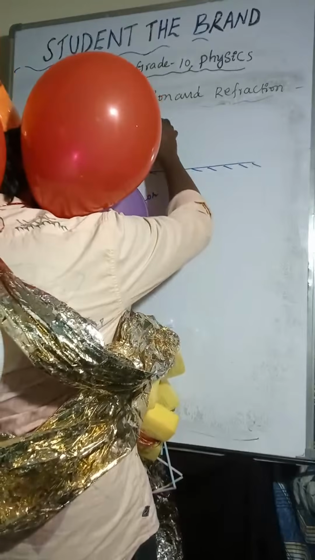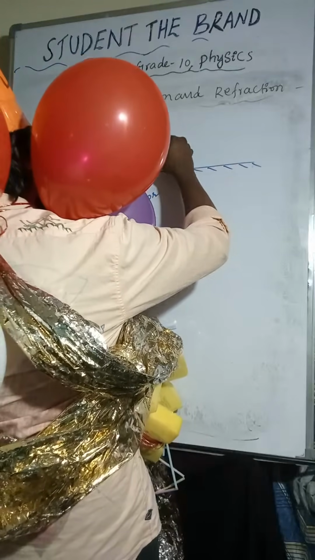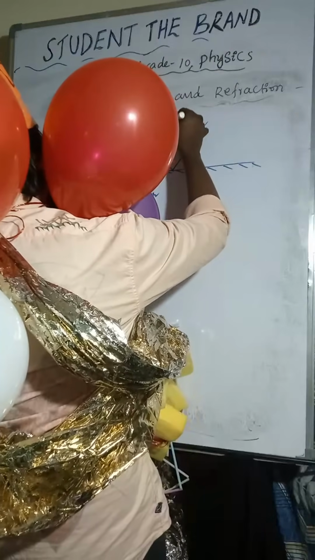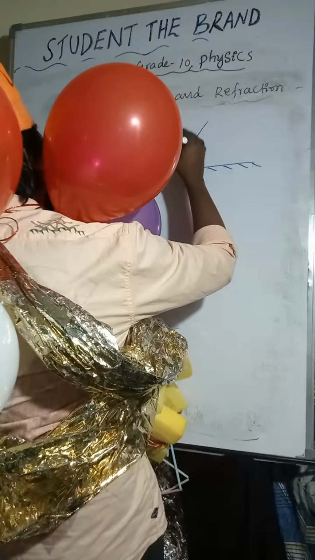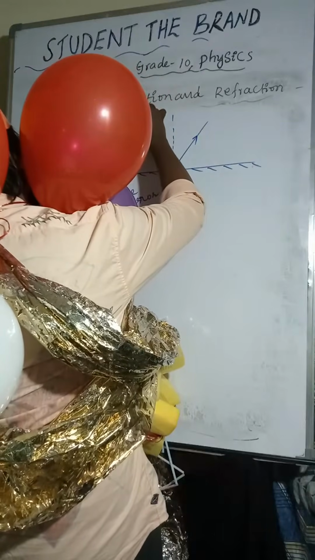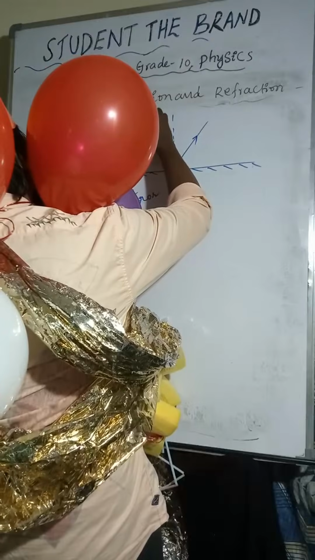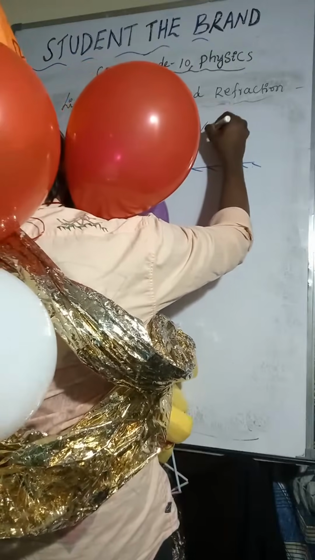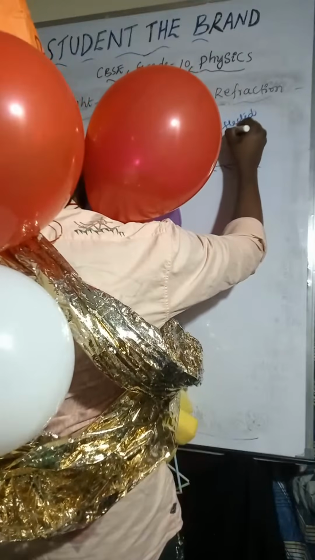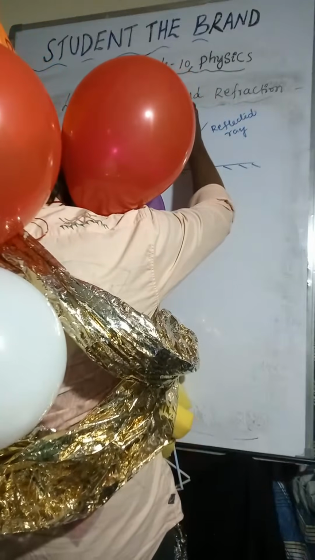So plane mirror, this is the incident ray, reflected ray. The line which is perpendicular to the plane surface is called the normal line. Incident ray, reflected ray, and this one is the normal.